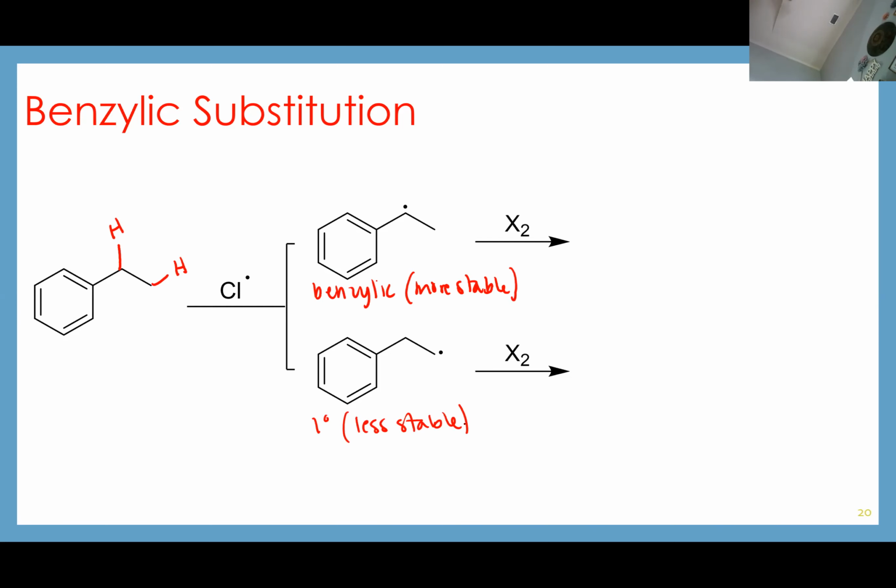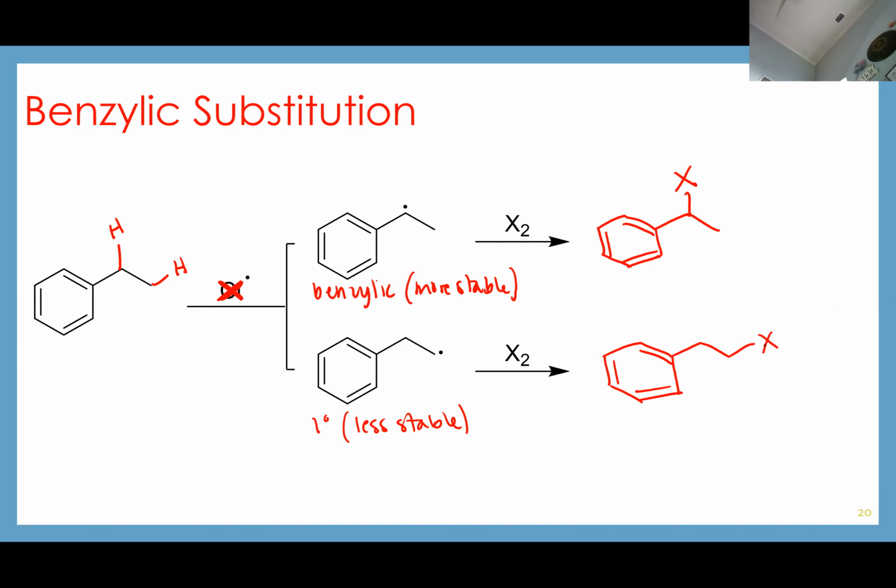Now you react this with more of the halogen. It could be chlorine. Whoops. Okay. I think when I wrote this out, I meant for this to be X and not chlorine. So just any halogen, fluorine, bromine, or chlorine. The product you would get from this one would be the benzylic substitution. The product from this radical would be this one.